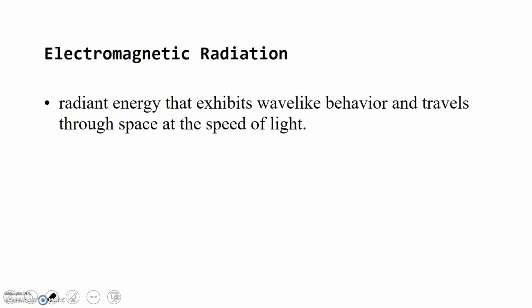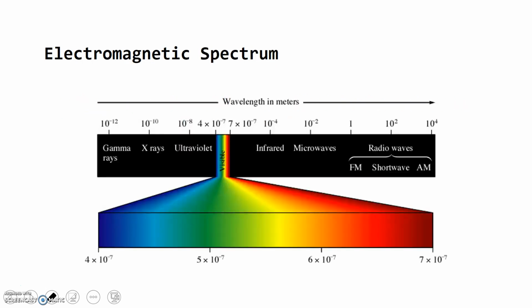So, all light, as we know, is electromagnetic radiation. It's radiant energy that exhibits wave-like behavior and travels through space at the speed of light, assuming we're in a vacuum. This is the spectrum we're used to. This is traveling on your left from high energy over to your right, lower energy.